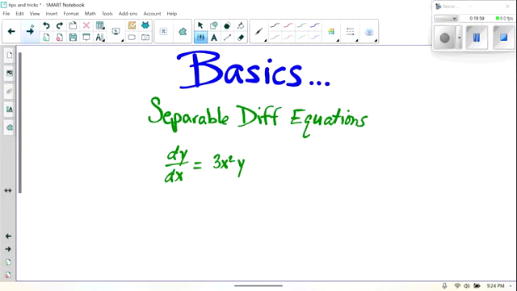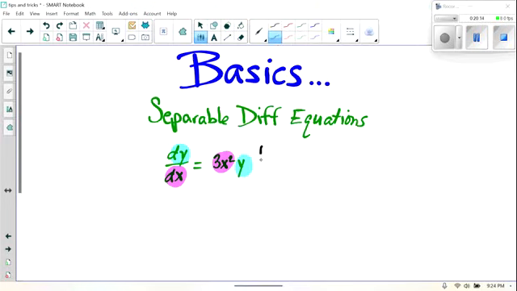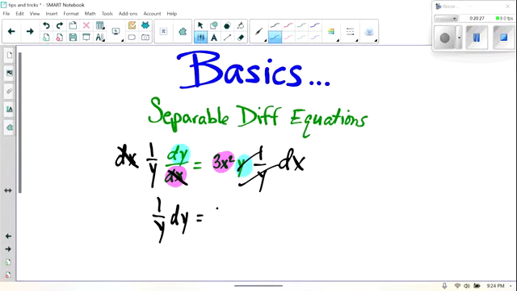Separable differential equations. I love doing these. All we have to do here before we integrate both sides is get my y and dy alone on one side, and then I'm going to get my dx and my x's alone on the other side. Okay, so I'm going to multiply this side times 1 over y, boom, boom. So I got 1 over y here as well. I'm going to multiply the side on the left by dx, boom, boom, dx. So I've got 1 over y dy equals 3x squared dx.